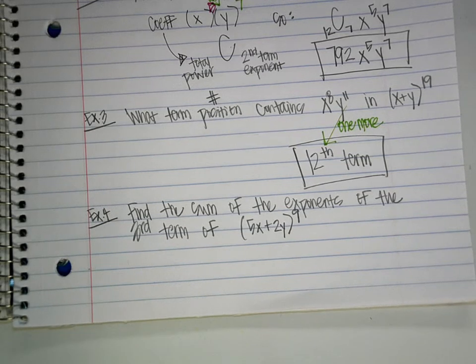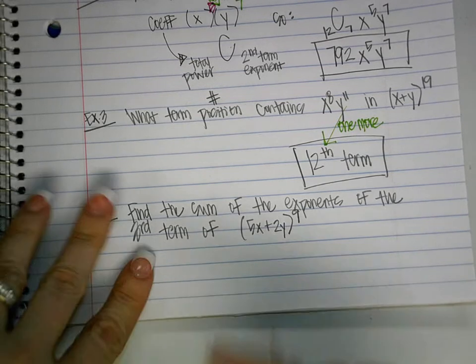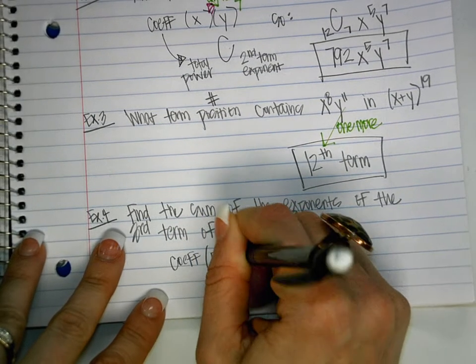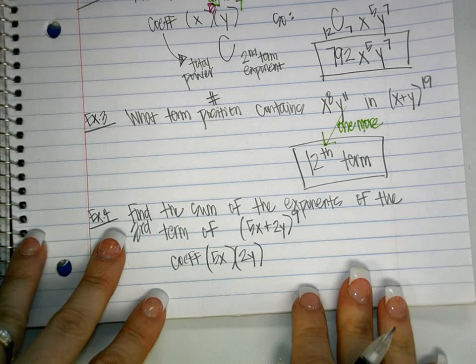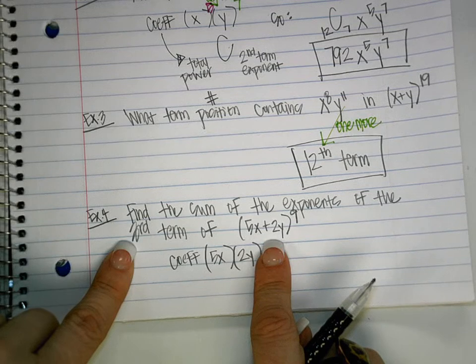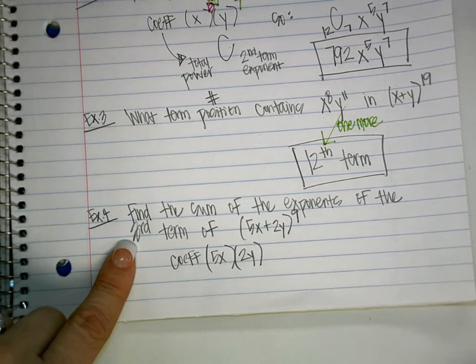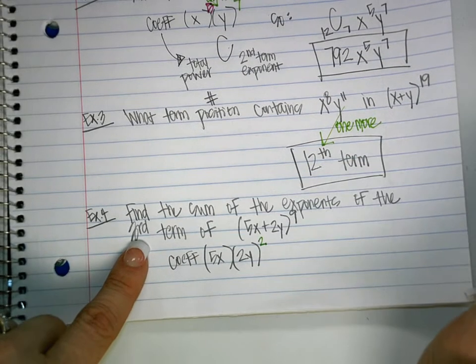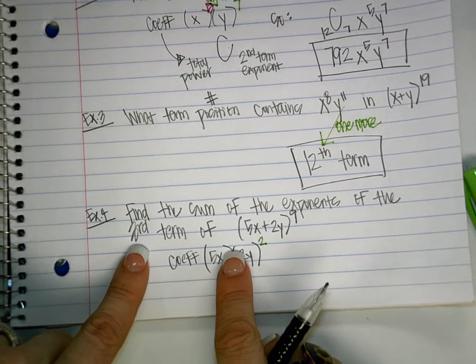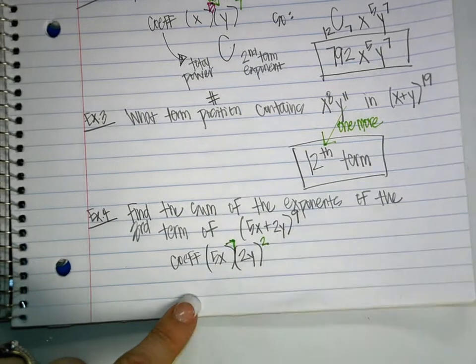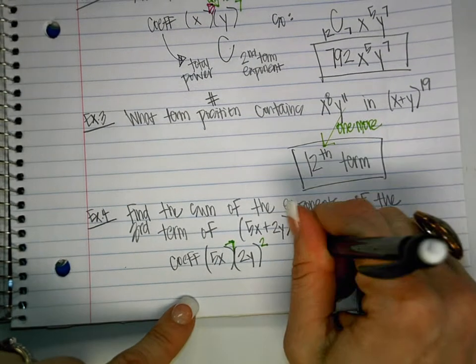Sum means add. So if I add together the two exponents, what will I get? You know you're going to have a coefficient, and you're going to have 5x to some power, and 2y to some power. If it's the third term, what's the second exponent going to be? 2. Third term, so the second exponent will be 1 less, which is 2. What would its complementary exponent number be? 7. Now this is just asking for the sum of these. So 7 plus 2 equals 9.